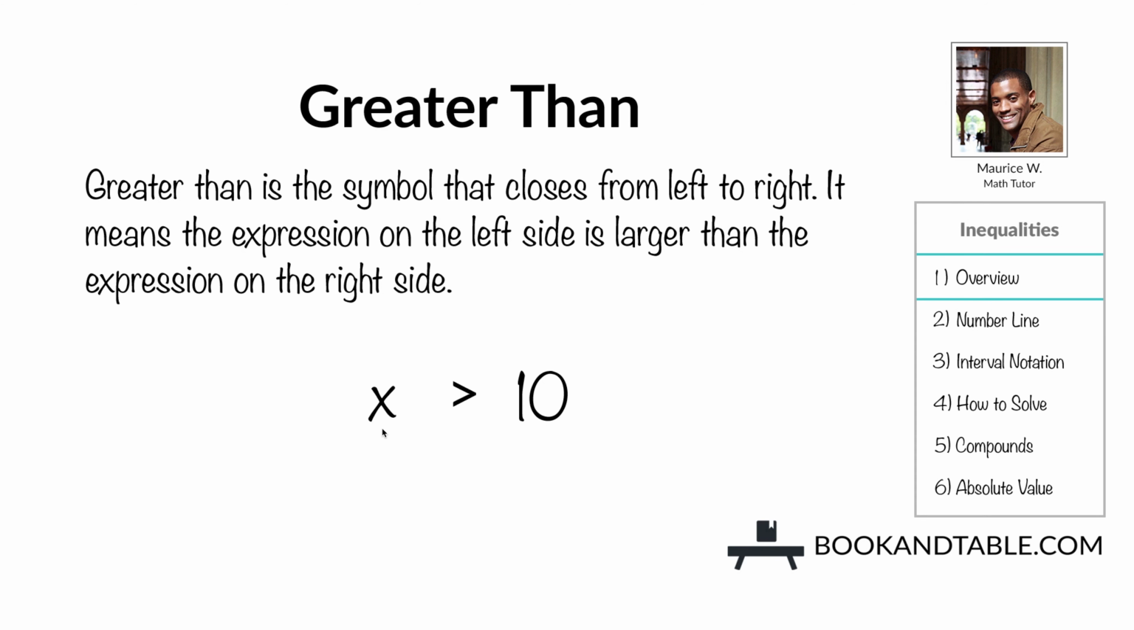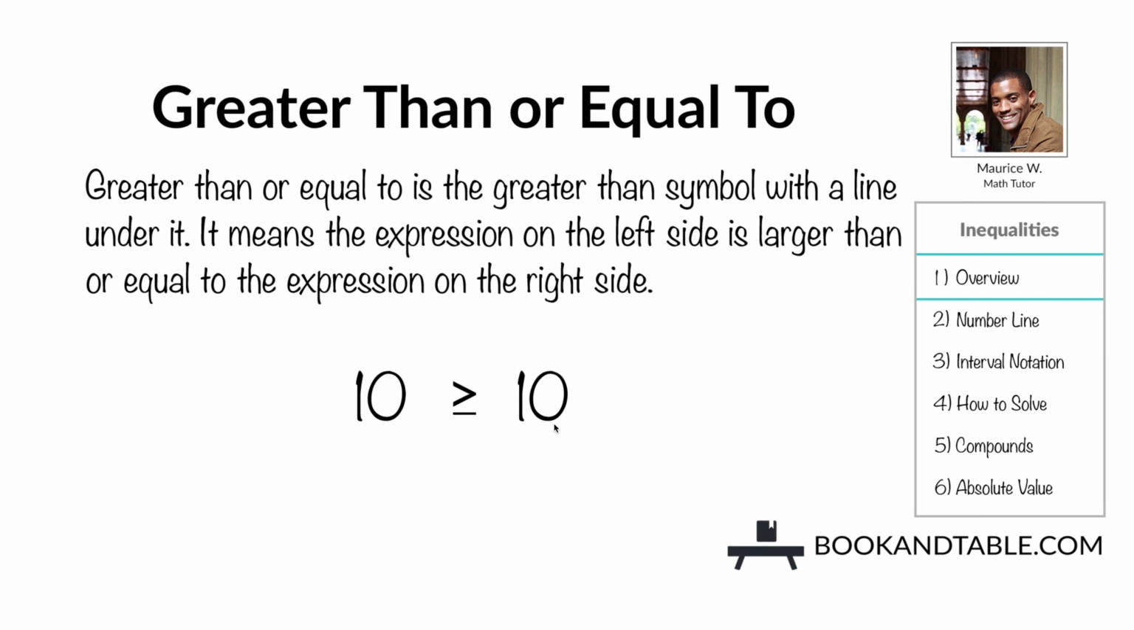Again, we can have a variable. So x has a range of values starting at anything larger than 10, so 10.1, 11, 12, so on and so forth. But it cannot have a value smaller than 10 on the left side because 9 is not greater than 10. And just like the less than symbol, the greater than symbol, we can draw a line under it, and that turns it to the greater than or equal to symbol.